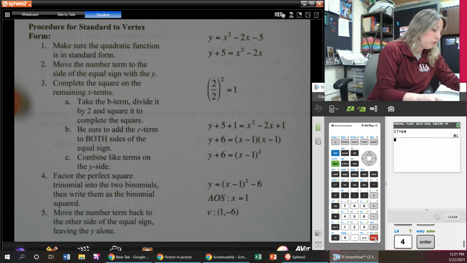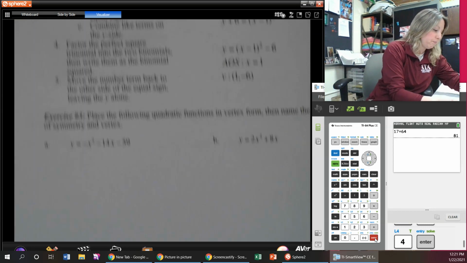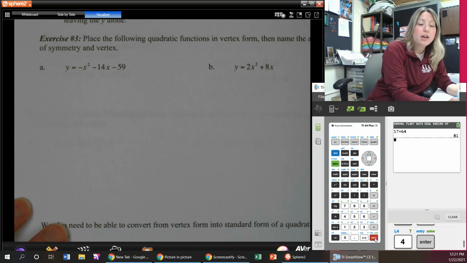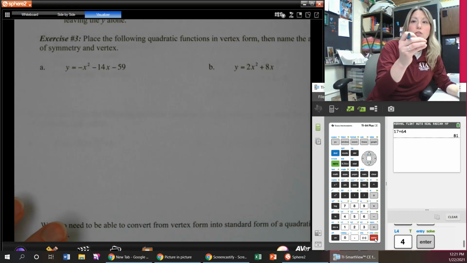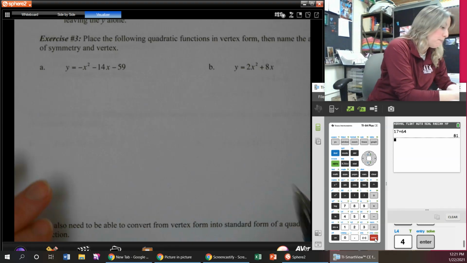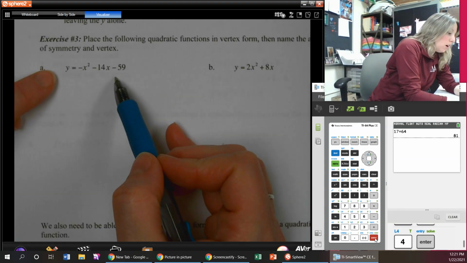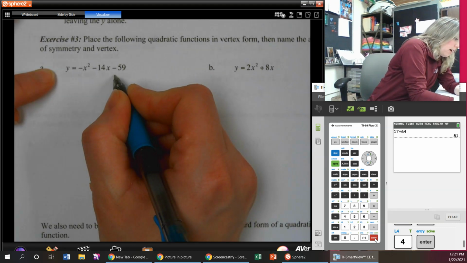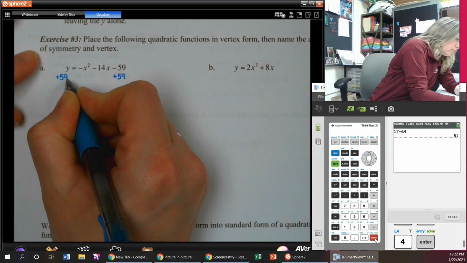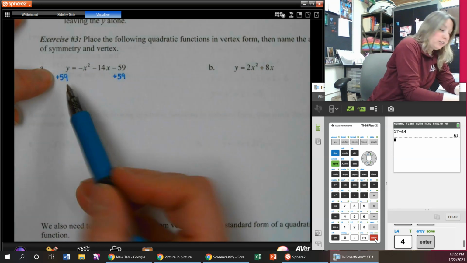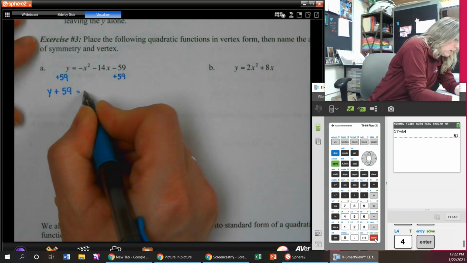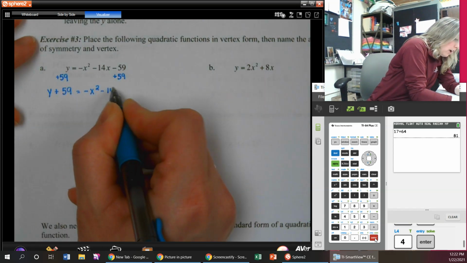Okay. So let me start with exercise 3A. And the first thing I want to do is move the number 59 to the other side of the equal sign. So I've got a negative 59. I'm going to have to add it to both sides. Now, y and 59 are unlike terms, so just rewrite them. Y plus 59 equals negative x squared minus 14x.